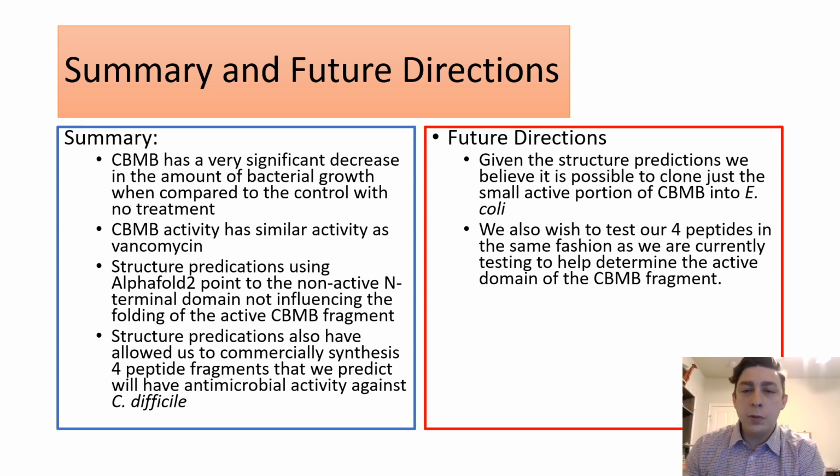Where I'd like to take this is, given the structure predictions, we believe that it's possible to clone just a small active portion of CBMB into E. coli, and this is something I'm currently working on. We also wish to test our 4 peptides in the same fashion that we're currently testing the regular CBMB fragment to see if we can determine that active domain.